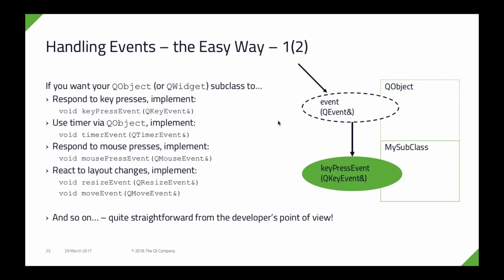Qt provides an easy way to handle most system events. In Qt C++, your QObject or QWidget subclass can respond to key press events, timer events, mouse press, and so on and so forth, the resize and move events, by just re-implementing the resize event or overriding the resize or move event or the mouse press event, so the relevant event handler can just be re-implemented.